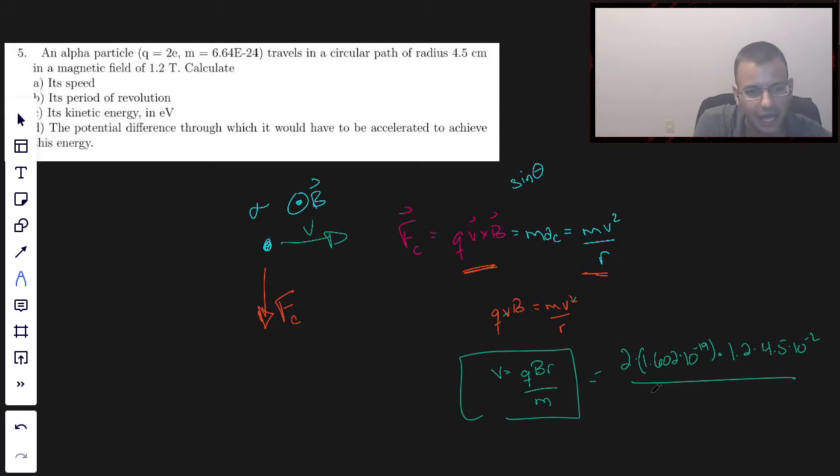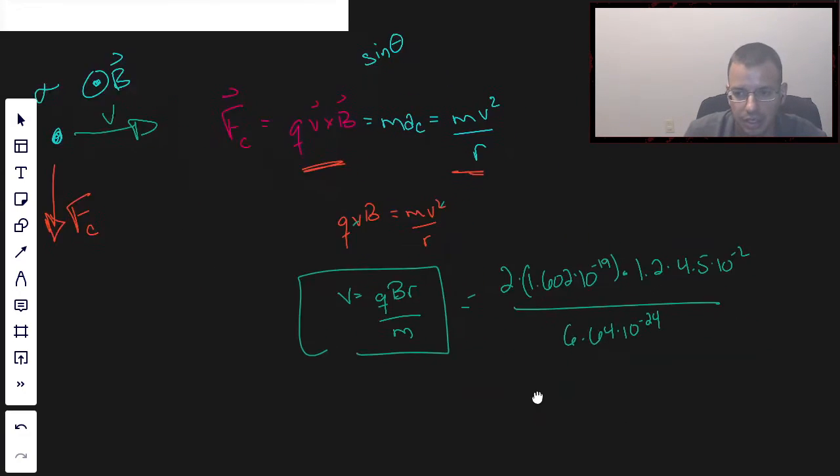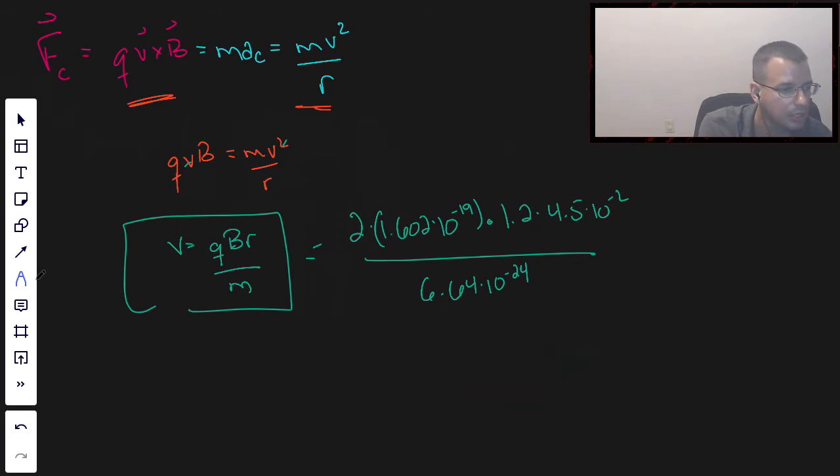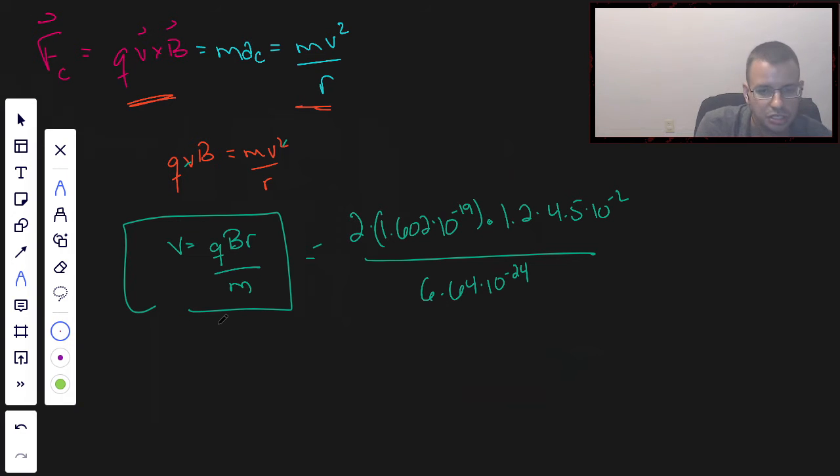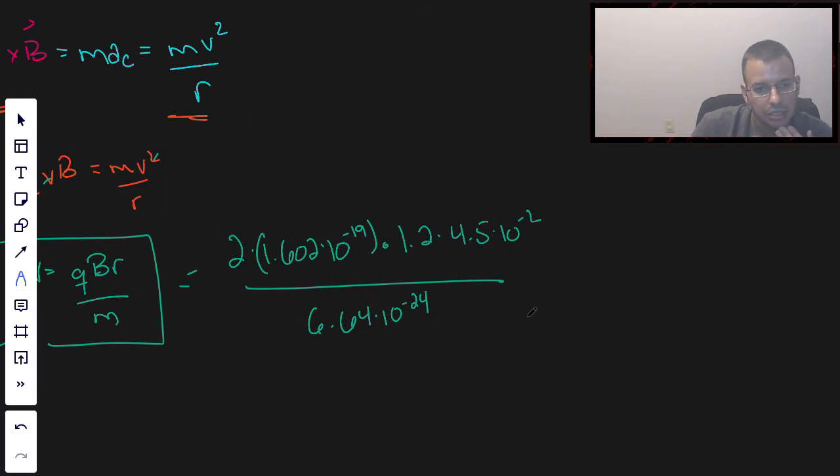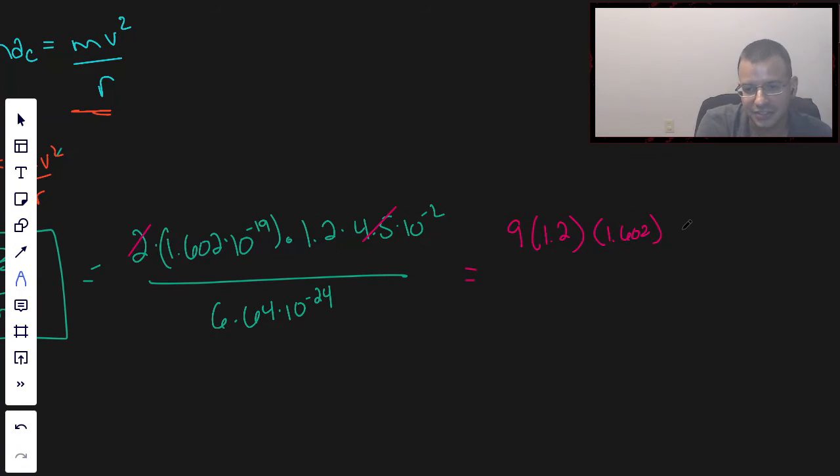And we're going to divide that by the mass of the particle, which is 6.64 times 10 to the negative 24th. And I'm going to do some simplifying just because I can. 2 times 4.5 is 9, times 1.2 times 10 to the negative 9th, times 1.602 times 10 to the negative 19th. And 10 to the negative 2nd is the same as 10 to the negative 21st because we just add the exponents.